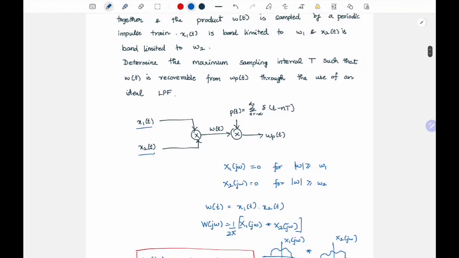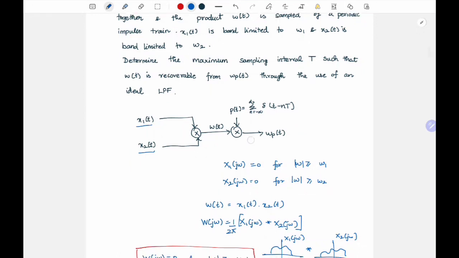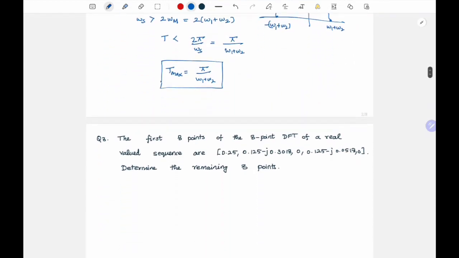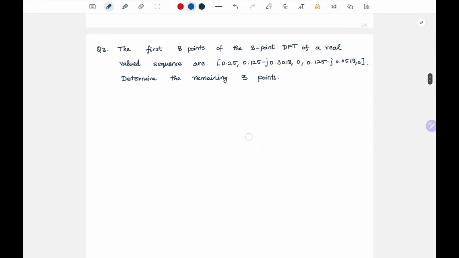So this is what they have asked: determine the maximum sampling interval T such that w of t is recoverable from w p of t through the use of an ideal LPF. So the answer is pi by omega 1 plus omega 2. Okay, moving on to the next question.